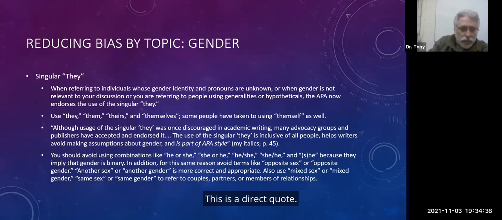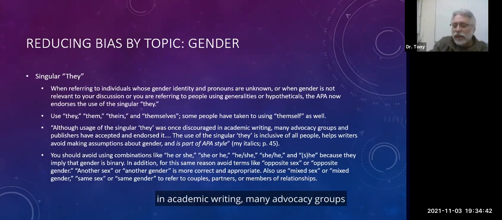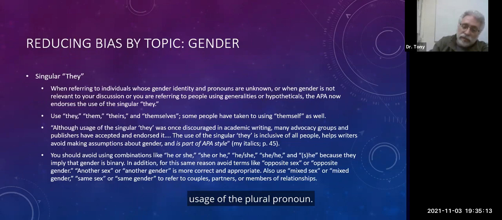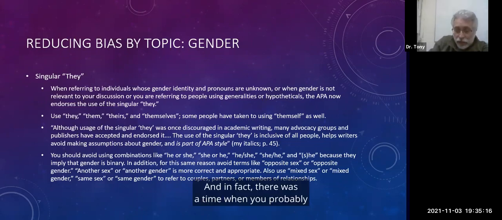This is a direct quote. Although usage of the singular they was once discouraged in academic writing, many advocacy groups and publishers have accepted and endorsed it. The use of the singular they is inclusive of all people, helps writers avoid making assumptions about gender, and is part of APA style. So if you're ever questioned about this, you can absolutely refer to the APA manual. They are very clear about this, that it is a completely legitimate usage of the plural pronoun. And in fact, there was a time when you probably would have been told, if you look at the last bullet point here, to, instead of using the singular they, use he or she or he, she, he.